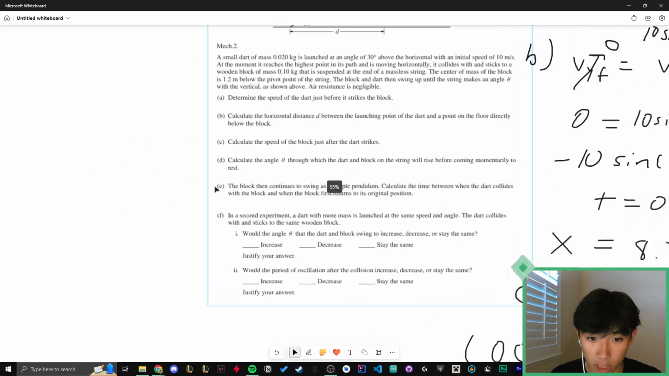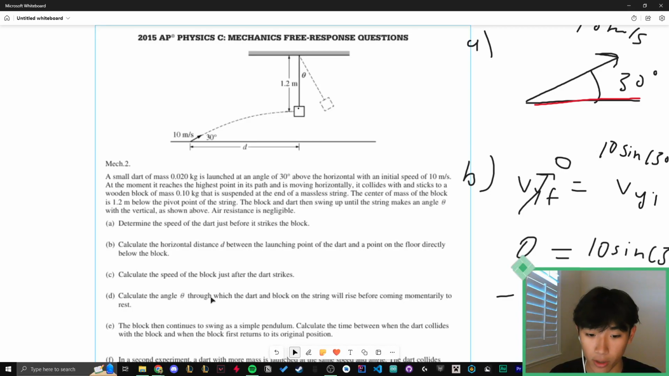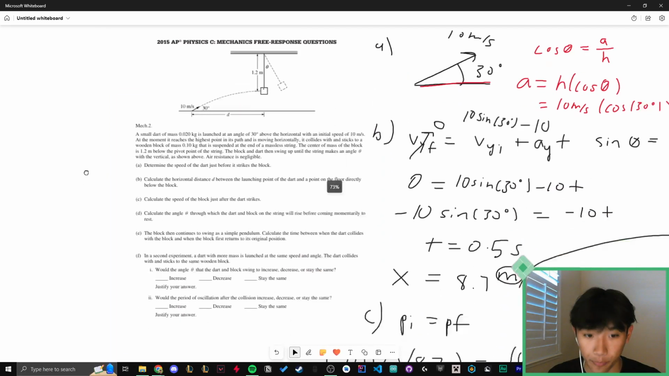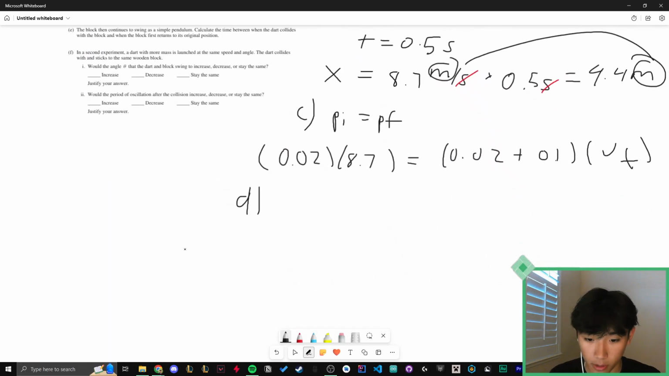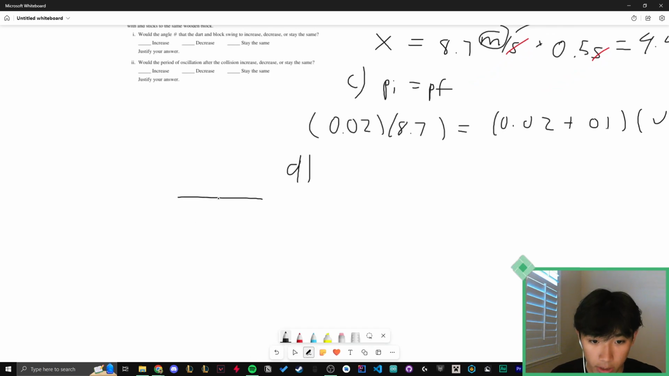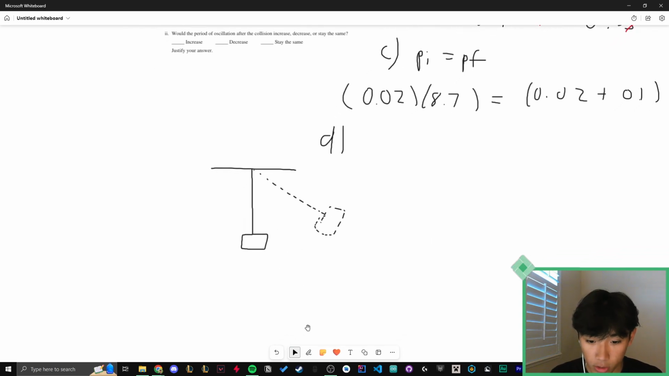So this is where it gets complicated. Calculate the angle theta through which the dart and block on the string will rise before coming to rest. Okay, let me just draw this part out again. So as we see, this is the block. And here is like the projected version of the block, right? So if we draw a line and make a triangle, we can find that this is just a triangle, right?